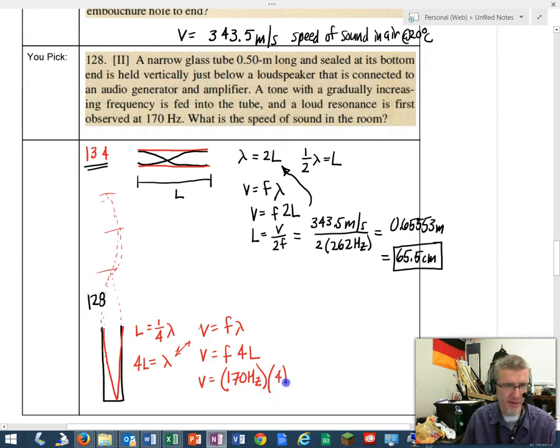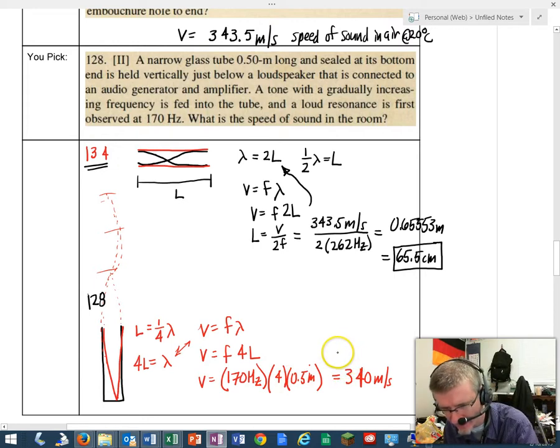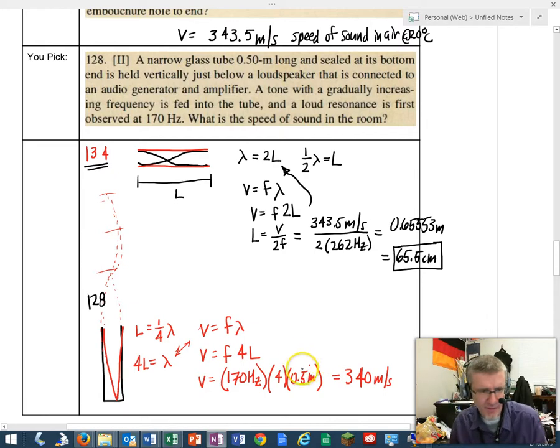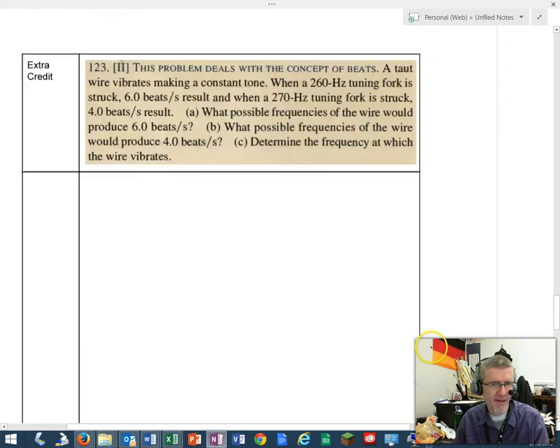And 4 times the length of the tube, 0.5 meters. So this is basically 340 meters per second, because 0.5 times 4 is 2, times 170 is 340. Let me just double check that answer here. Okay, so 340 meters per second. The last question is extra credit. Give it a try. And thanks for listening.